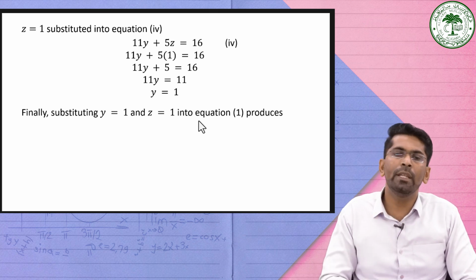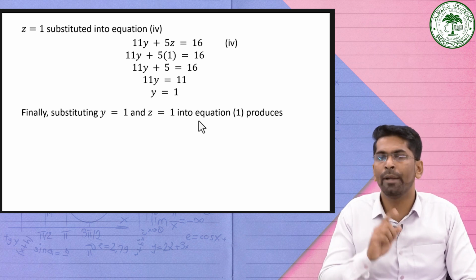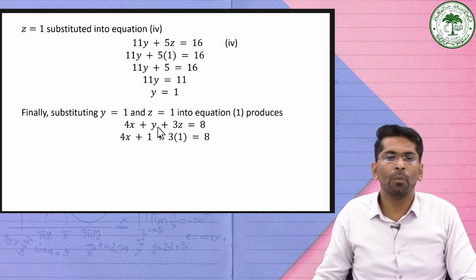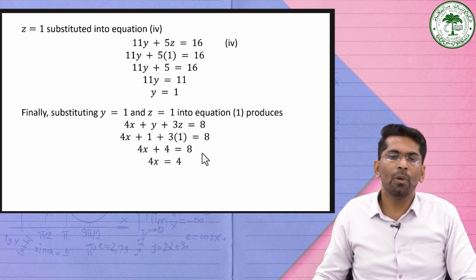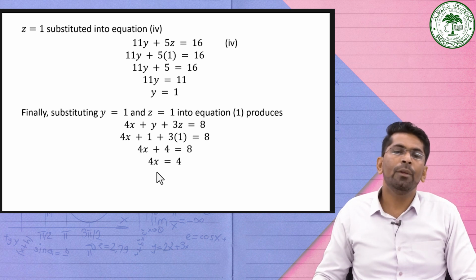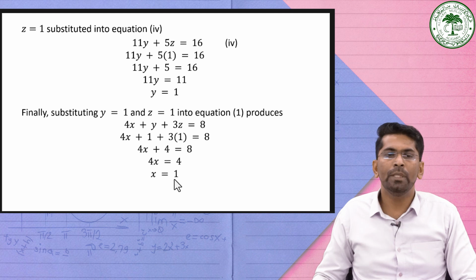Here we are going to substitute these values in equation number 1. Equation number 1 is 4x plus y plus 3z is equal to 8. So substituting here, y is equal to 1 and z is equal to 1, we have 4x plus 1 plus 3 into 1, which is equal to 8. So 4x plus 1 plus 3, which is 4, is equal to 8. 4x is equal to 8 minus 4, which is equal to 4. Dividing both sides of the equation by 4, we will get x is equal to 4 divided by 4, which is equal to 1.